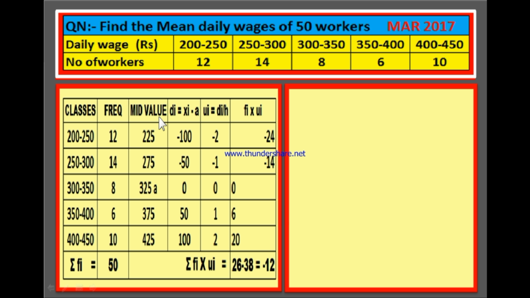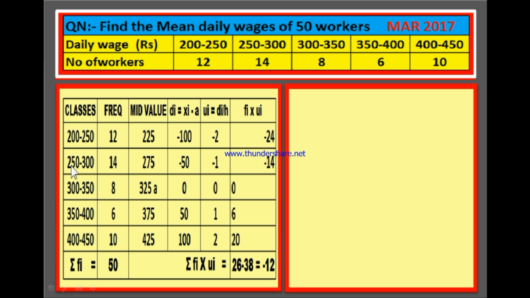Just recollect how to find the mid value of a class. Mid value and class mark are the same. The mid value or class mark of a class is nothing but the average of the lower and upper boundaries. The lower boundary is 200 and the upper boundary is 250. If we add these two, we get 200 plus 250 is 450. What is 450 divided by 2? 450 divided by 2 is 225. Therefore, the mid value of the class 200 to 250 is 225.